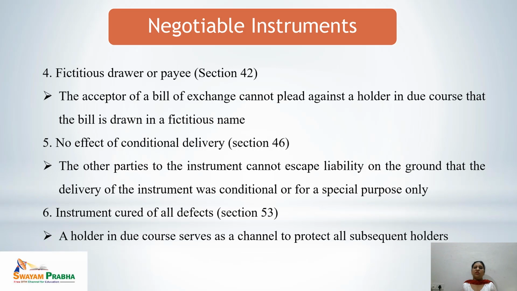No effect of conditional delivery. The other parties to the instrument cannot escape liability on the ground that the delivery of the instrument was conditional or for a special purpose only, because if the holder in due course receives the instrument with some conditions, it loses its features of negotiability. So the other parties cannot escape from their liabilities on the ground that the delivery of the instrument was done with some specified conditions or some specified purpose.